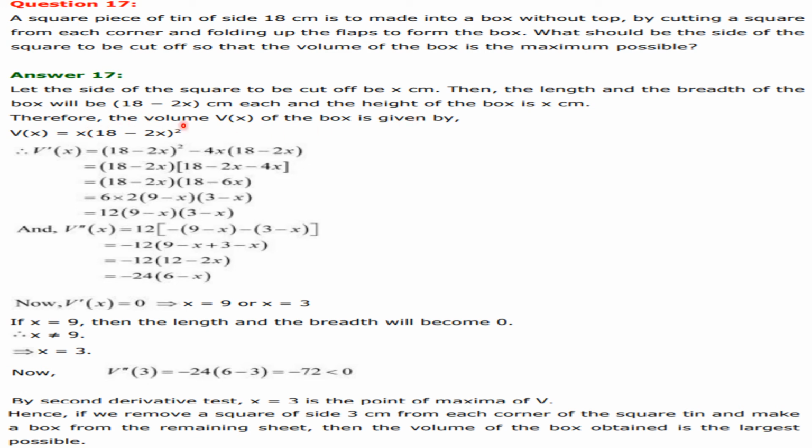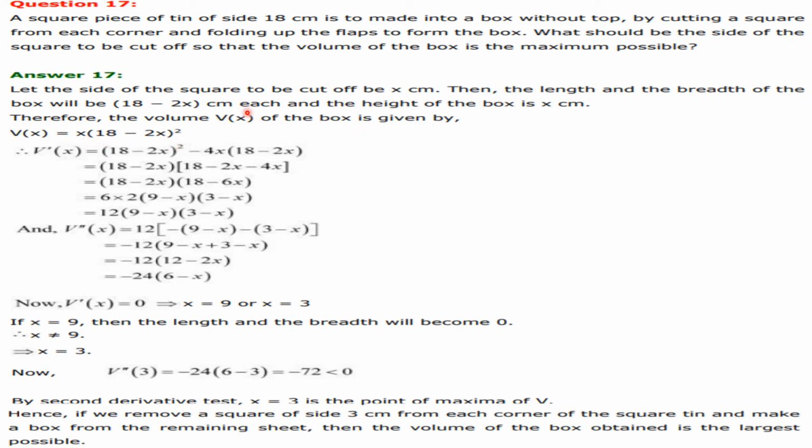Right. Therefore the volume, we are denoting this function as V of x, volume. So we are using letter V. Understood this point, my children? Right. V of x of the box is given by V of x is equal to length into breadth into height. Okay, my children. So length is 18 minus 2x into breadth is also 18 minus 2x. 18 minus 2x into 18 minus 2x, what will you get? 18 minus 2x whole square into height. Height is x.